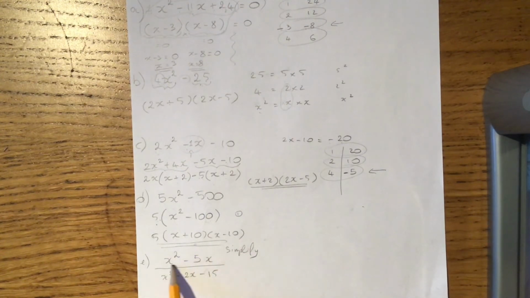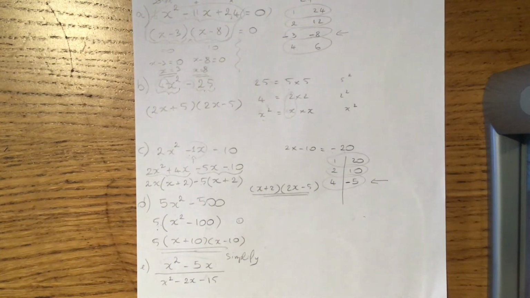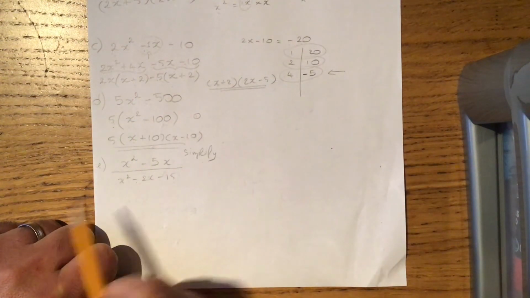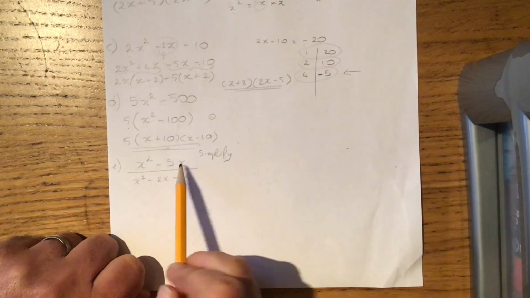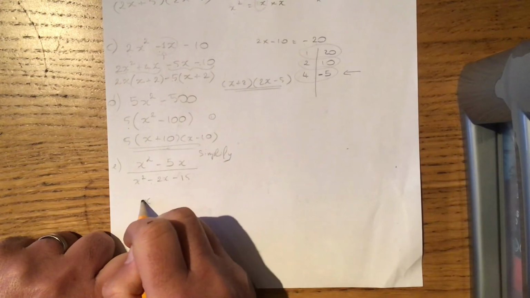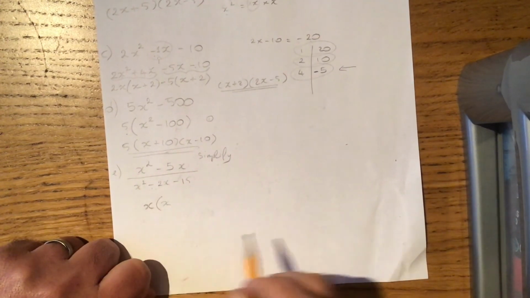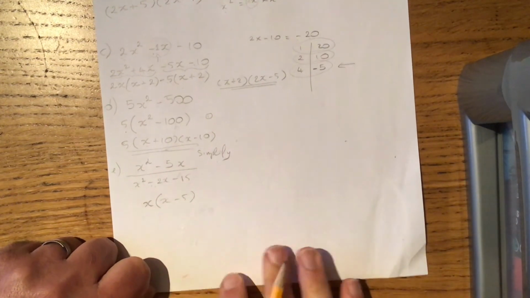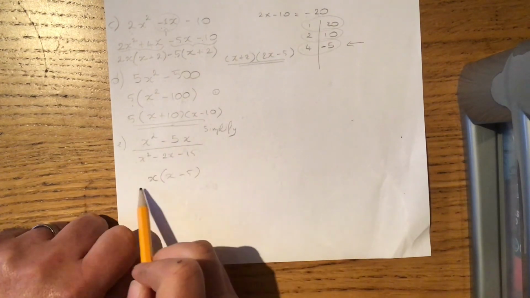So we need to factorize the top of the fraction and the bottom of the fraction, and then we'll need to see if there is something that we can cancel. We need to factorize the numerator and we need to factorize the denominator. So in the numerator we can spot that both of them have got an x, so x is a common factor. x times what will give you x squared? x. x times what will give you minus 5x? Minus 5. Now, so that's the numerator.